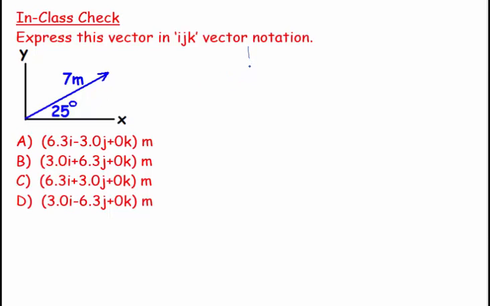I have my x-axis, and my y-axis, and I'm going to draw this like that. This is 25 degrees. And what I want to do is work out what my x component is, what my y component is, and what my z component is, and put these things then in IJK notation.